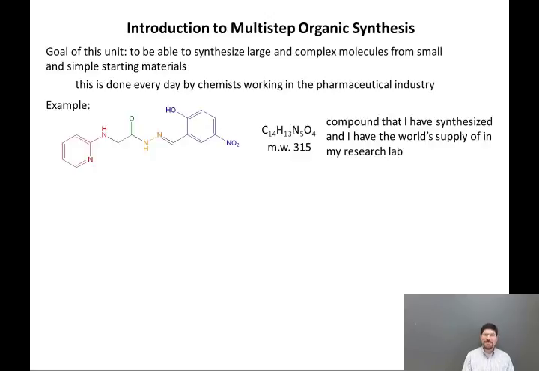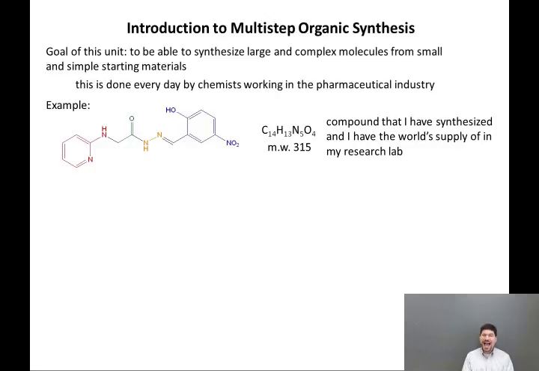So let's start with an example that I am very familiar with. This molecule is a compound that I have synthesized in the course of my research, and in fact, I have the world supply of it in my research lab. It is a 14-carbon molecule that also has 13 hydrogens, 5 nitrogens, and 4 oxygens, and it has a molecular weight of 315. This molecule is one that we have tested as a drug active against cancer. So it has the proper size, shape, and number of functional groups of a typical drug molecule.